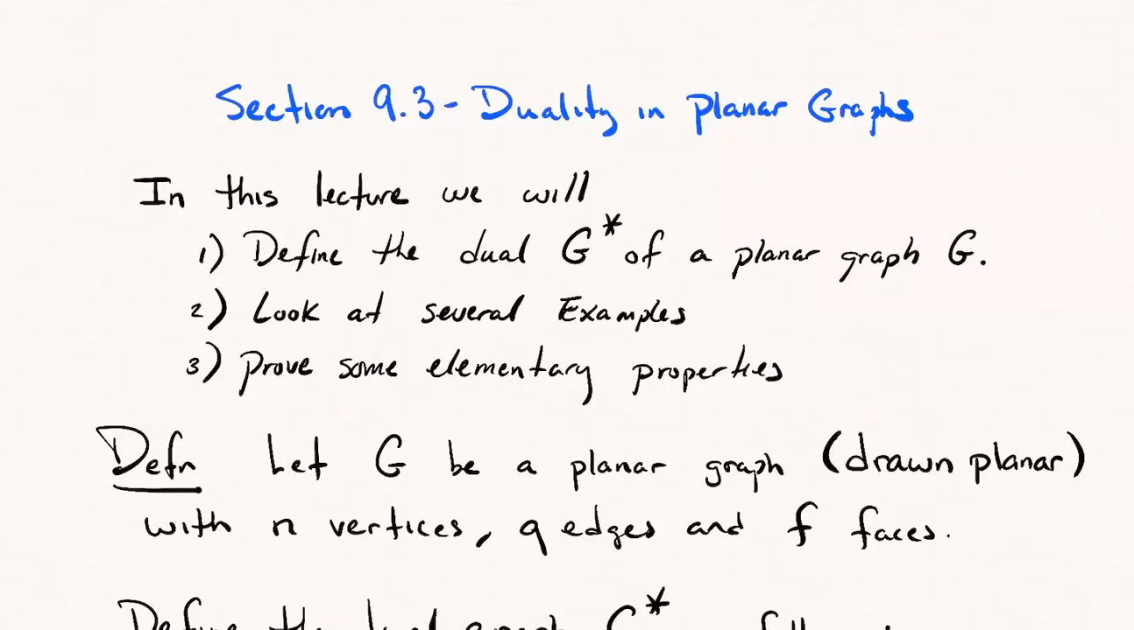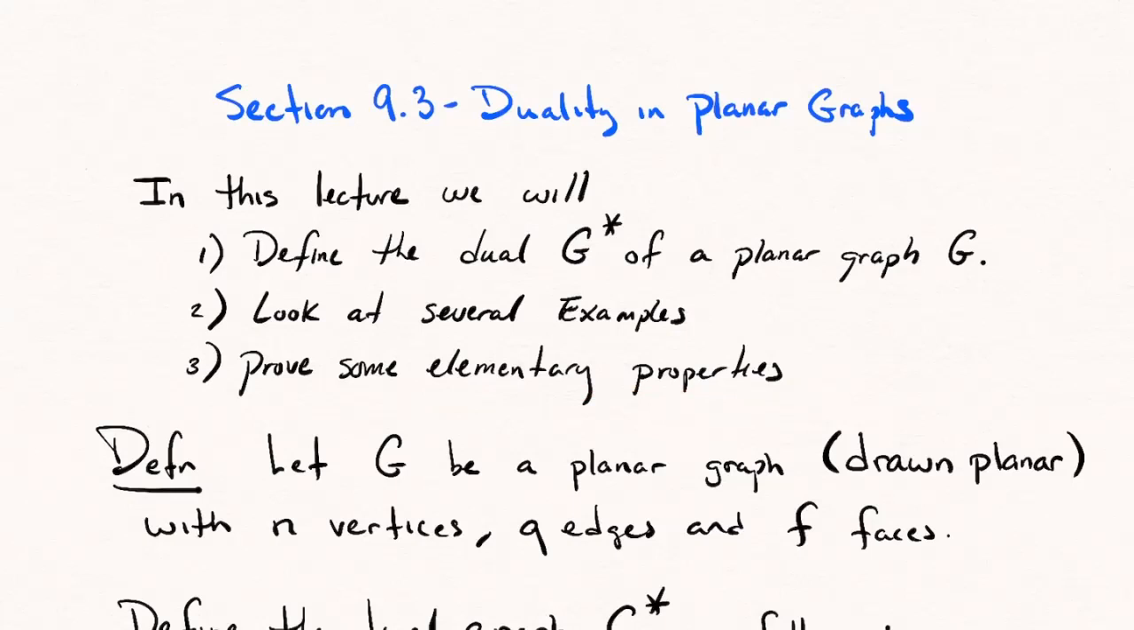I want to define for you what I mean by the dual of a planar graph. It's denoted by G star. I want to look at lots of examples just to get you used to some of the nature of what goes on when you're thinking about duality. And we'll prove some elementary properties of duality in graphs, but the proofs in this video lecture will actually be quite light. This is more of a survey of the topic of duality.